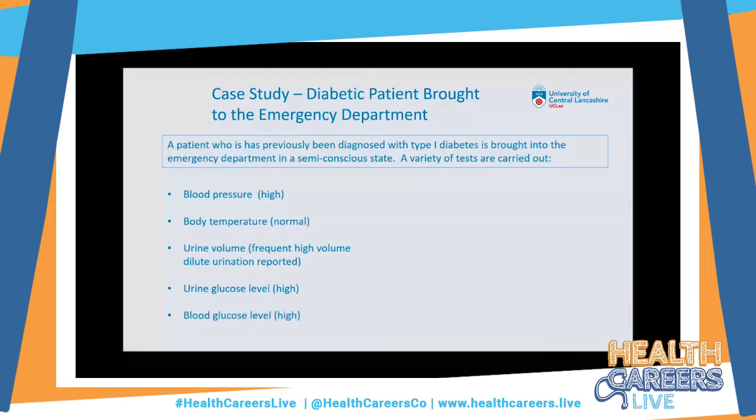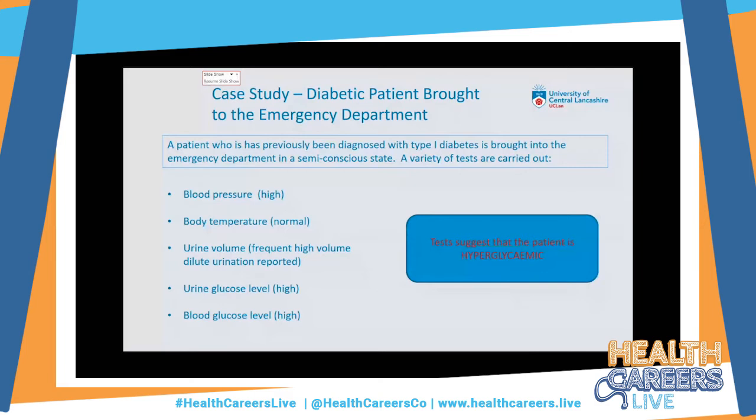Lastly, we check their blood glucose level, which was what Miriam suggested to do much earlier on. And their blood glucose is actually high. So what on earth is happening? All of these tests are actually indicating that our patient is hyperglycemic. So how does all of this arise? What this comes down to is that our patient has not been taking their insulin, okay? Which means their glucose has gone out of control.